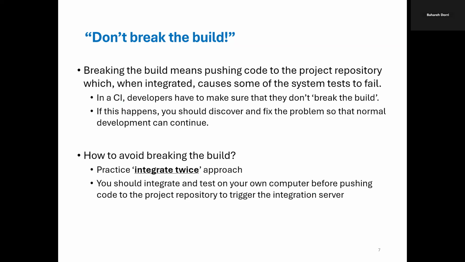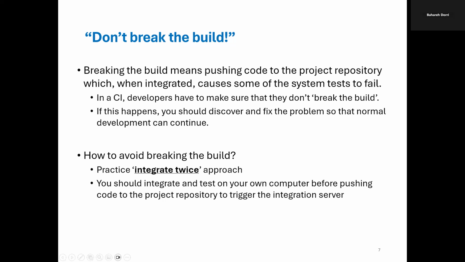In a CI environment, it's really important that we avoid breaking the build. A broken build can block other developers, slow down the team, and create confusion about what version of code is stable. So how do we prevent this?